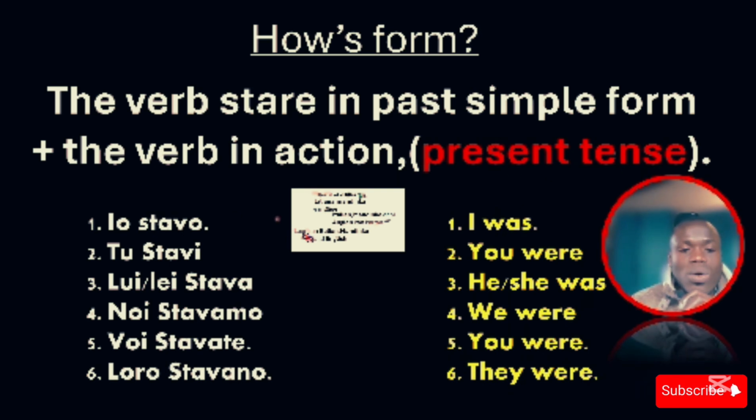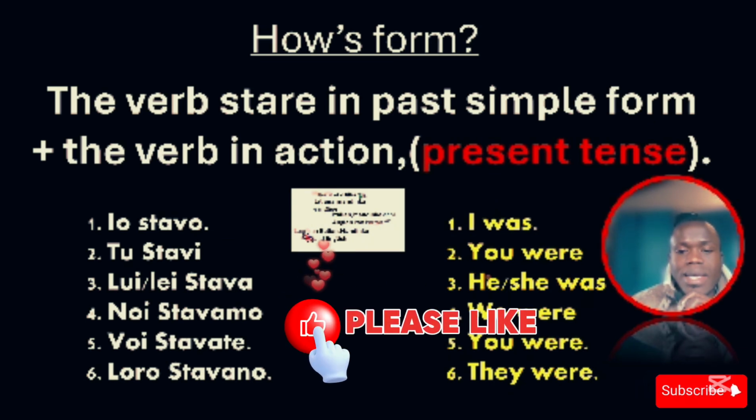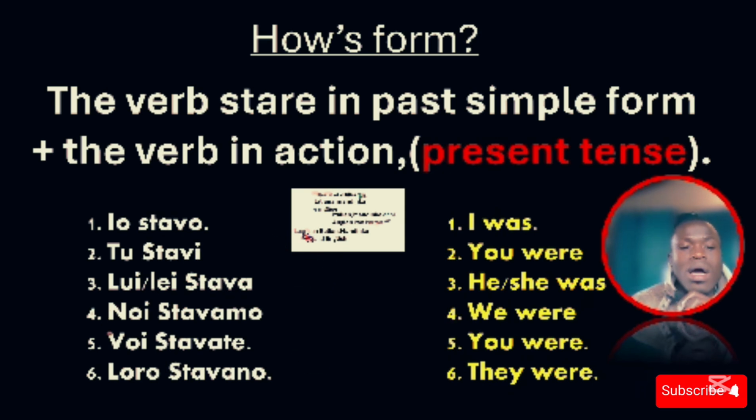So that will take us to how to conjugate the verb stare, which means to be, in the simple continuous past tense. Okay, now number one, we have io stavo, which means I was, tu stavi, which means you were, lui or lei stava, which means he or she was, noi stavamo, which means we were, voi stavate, which means you were, e loro stavano, which means they were.